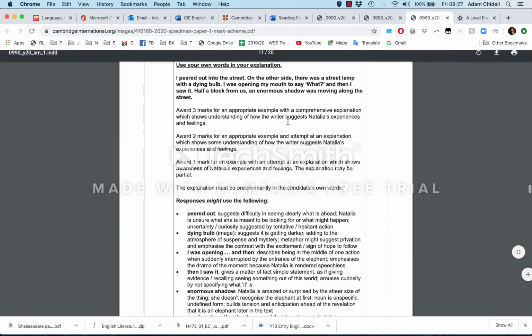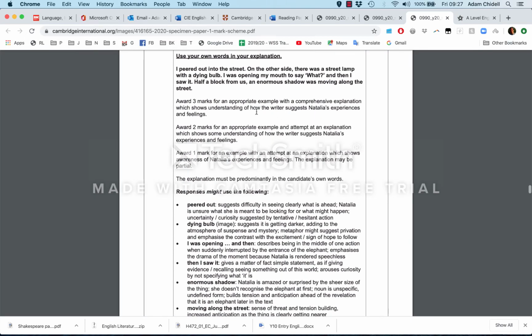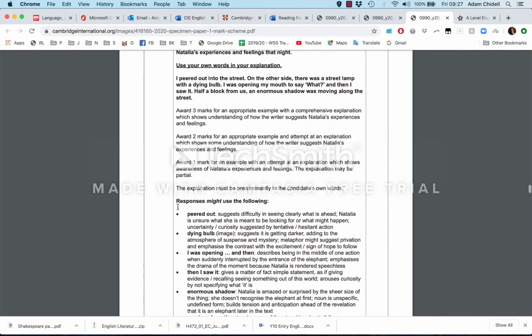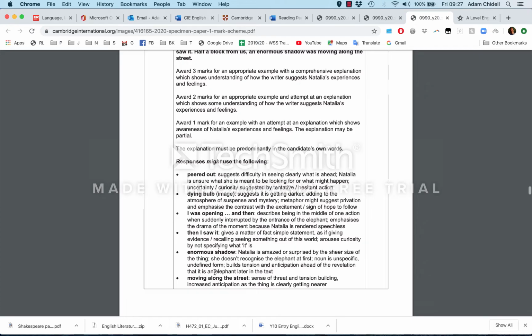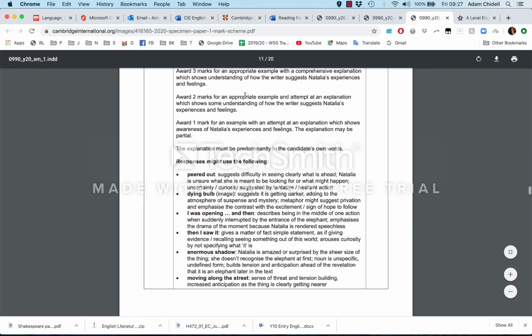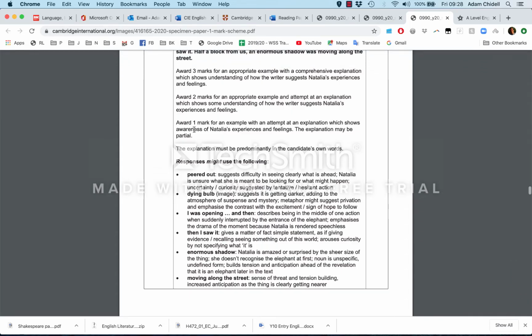In fact, just very quickly, I'm going to show you how you can be awarded 3 marks. So it says here, award 3 marks for an appropriate example. So that is an example that is on the mark scheme, and we'll look at these more fully in a moment. So pick an appropriate example and then give a comprehensive explanation which shows understanding of how the writer suggests Natalia's experiences and feelings. Now, if you give an attempt at an explanation, then you can get 2 marks. And if you give an attempt at an explanation which shows awareness of her experiences and feelings rather than an understanding, then you'll get 2 or 1 marks respectively.